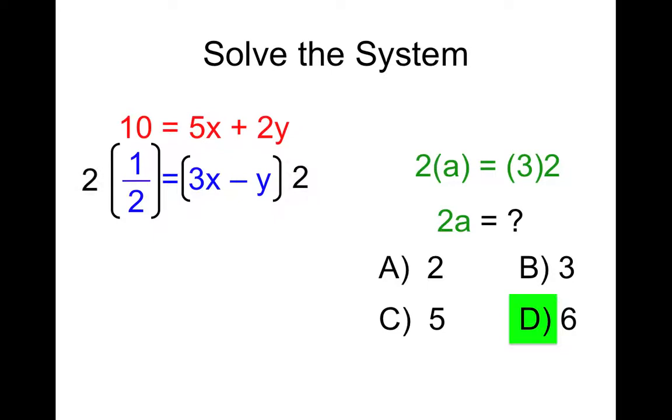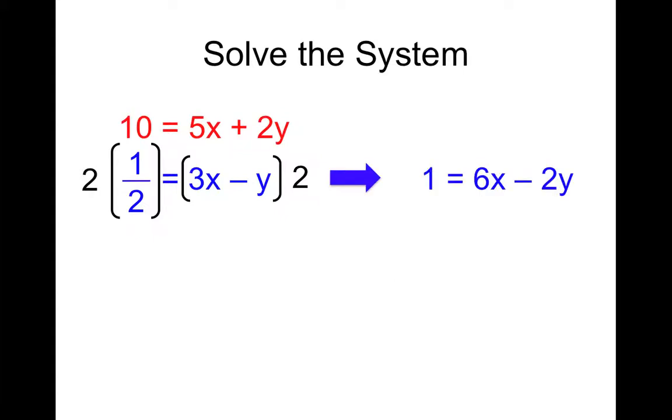The -y times 2 is going to cancel out with the +2y when we add them together. 2 times 1/2 is 1. And to multiply the whole right side by 2, I need to distribute that 2. So 2 times 3x is 6x. -y times 2 is -2y. I'm just going to copy over the red equation and line things up to make combining them a little bit easier.